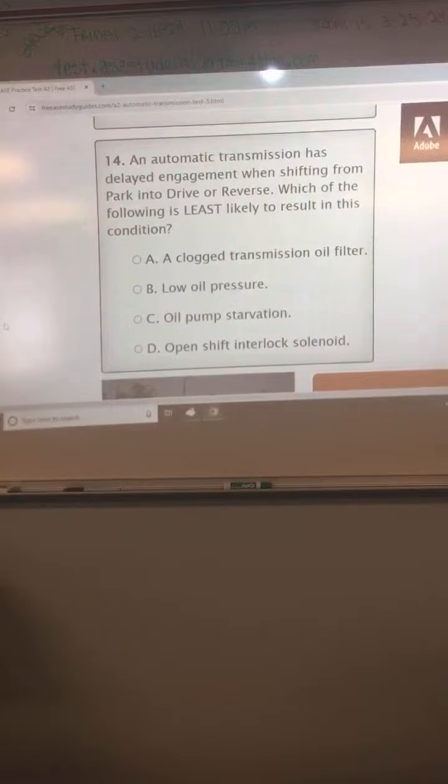B. Because if the oil pump is bad, the car won't start, right? It'll start. It's just gonna be weird. Clogged transmission oil filter, I don't think that'll let the transmission do too much. People drive their car with low oil pressure all the time, so it's gotta be that one. Now, you're thinking it's low oil pressure? Yeah. The least likely. Okay.